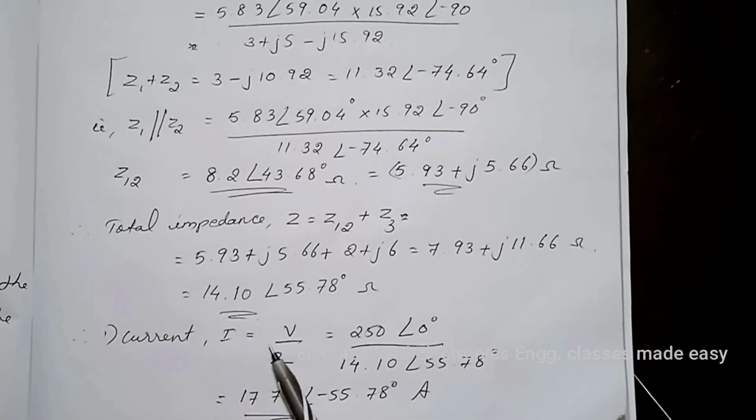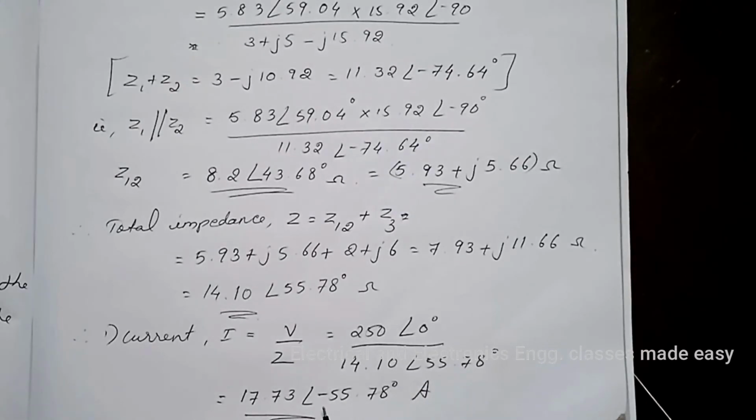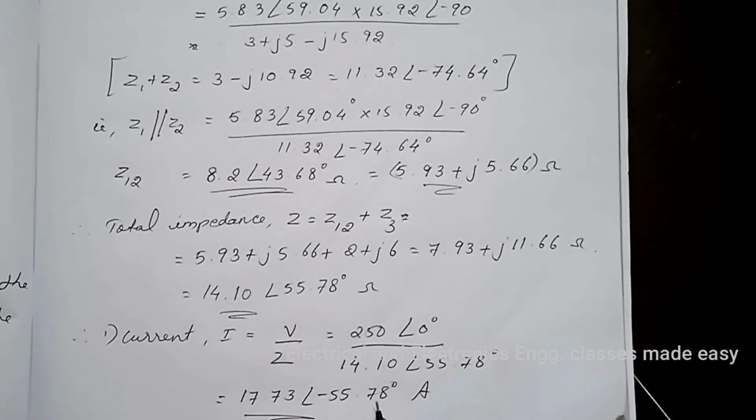Now the current I is equal to V by Z, that is 250 angle 0 divided by 14.1 angle 55.78, and we get 17.73 angle minus 55.78 degree ampere. That is, the magnitude of the current is 17.73 ampere and it lags behind the applied voltage by 55.78 degree.